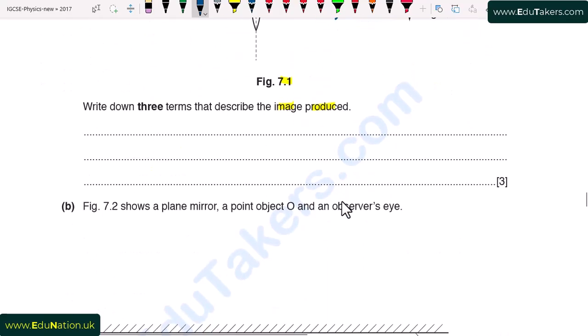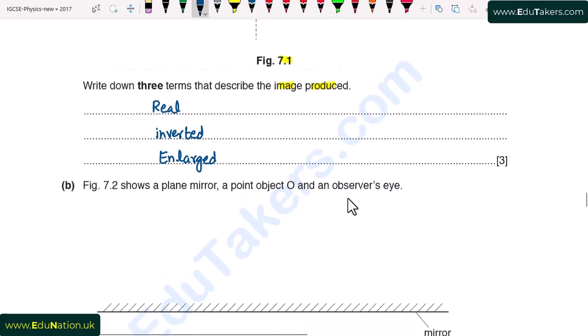I write here real, inverted, and enlarged. Enlarged means the image size is larger as compared to the size of the object.